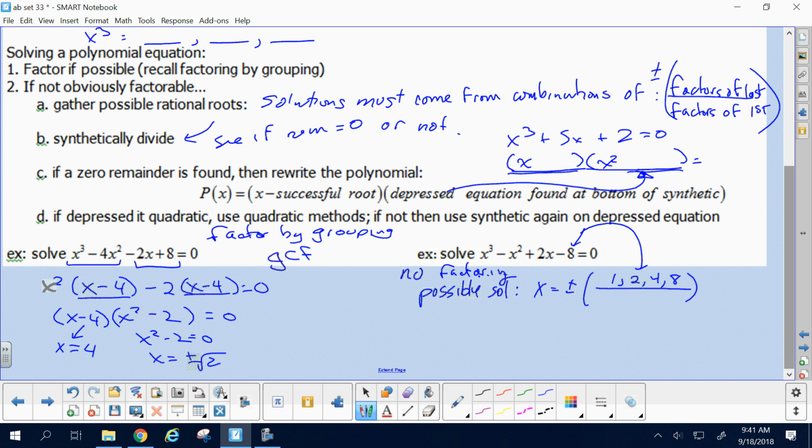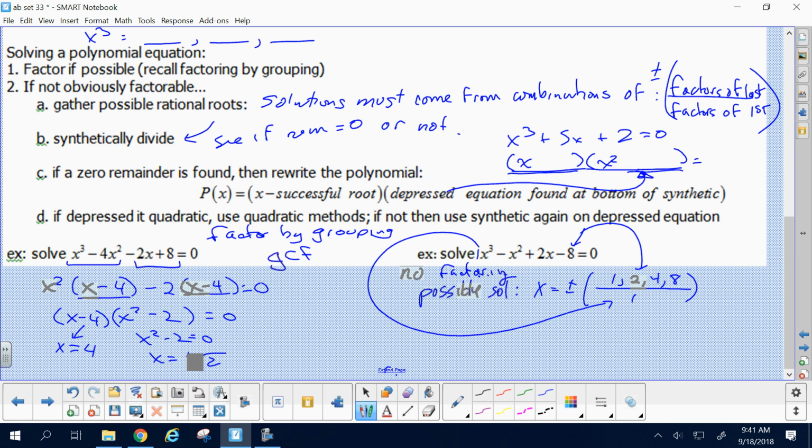Divided by factors of the first number. Factors of the first, in this case, are just 1. So, although it seems like, oh, there's so much work, to me that's great. You just took an infinite number of possibilities and boiled it down to 8. There are only 8 possibilities. Positive or negative, 1, 2, 4, and 8. Let's give it a go.